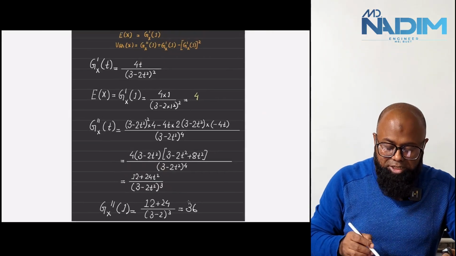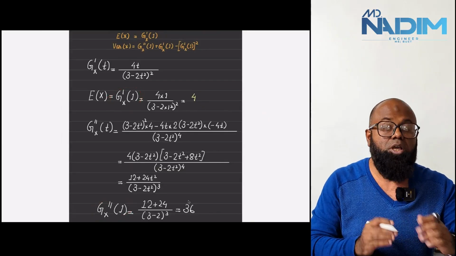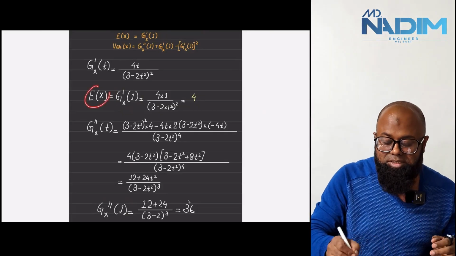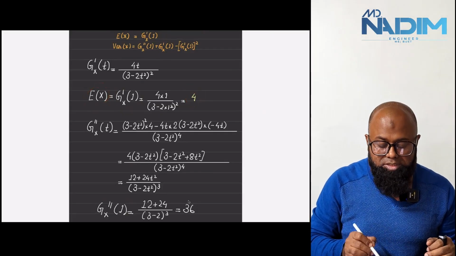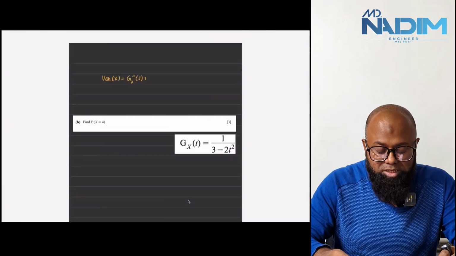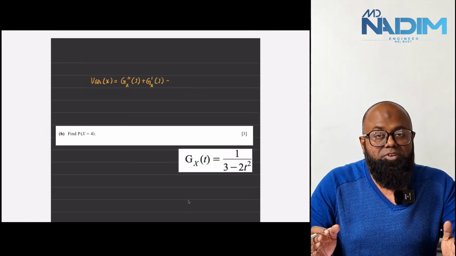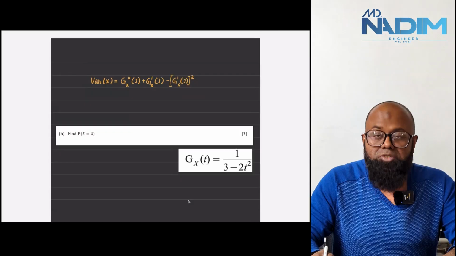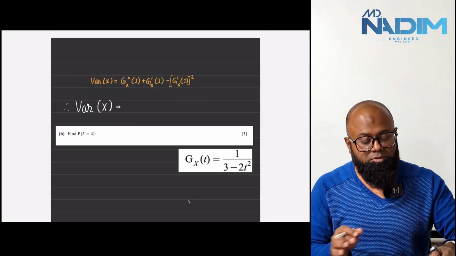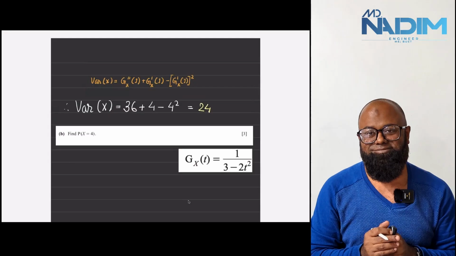So I have got the second derivative at t is equal to 1, and I have got the first derivative at t is equal to 1 of the probability generating function. So we can say that E(X) is equal to 4, and now we can get the value of the Var(X). So let us find that. Var(X) is equal to second derivative at t is equal to 1 plus first derivative at t is equal to 1 minus first derivative at t is equal to 1 whole squared. Now you just put the values here. So this is the value 24.